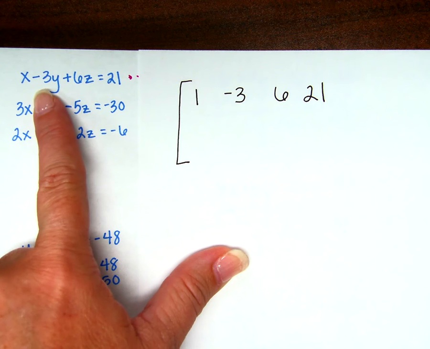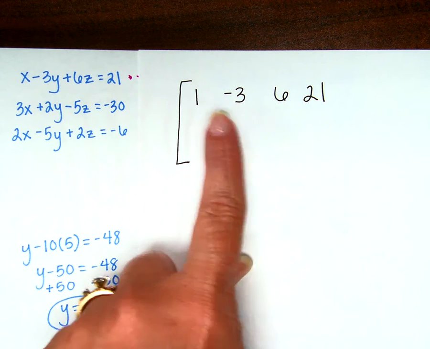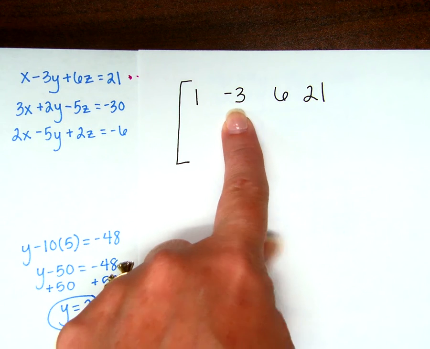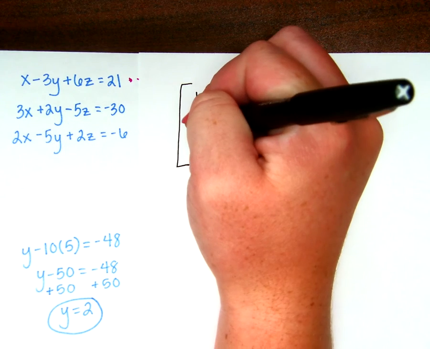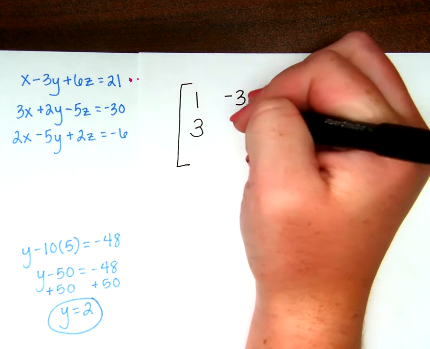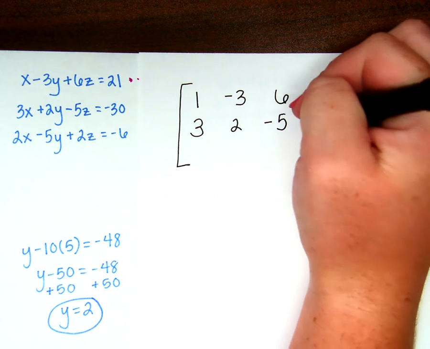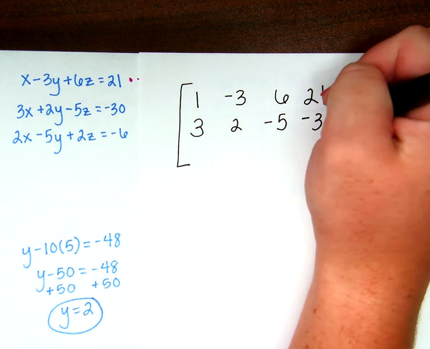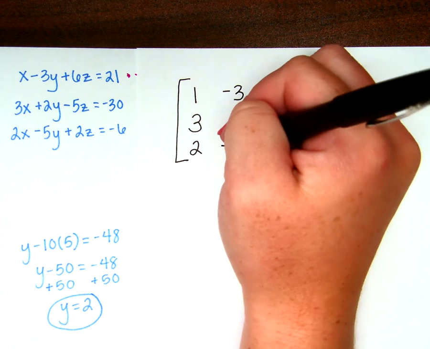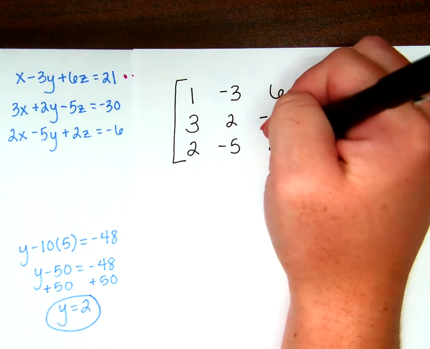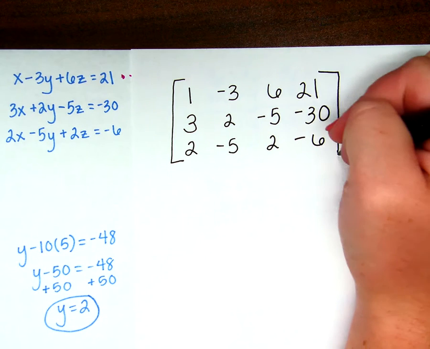Now this one will get you if you're not careful. Do you notice it's a -3? Then we have to put a -3 here. So be careful of your signs. What do you think the next row is going to look like? 3, 2, -5, -30. Everybody okay with that? What about the last row? 2, -5, 2, -6. Any questions so far?